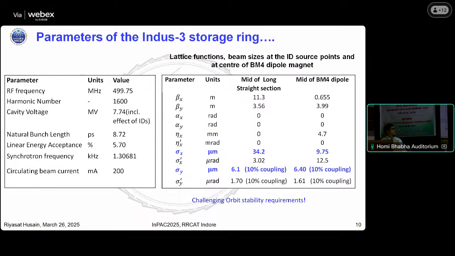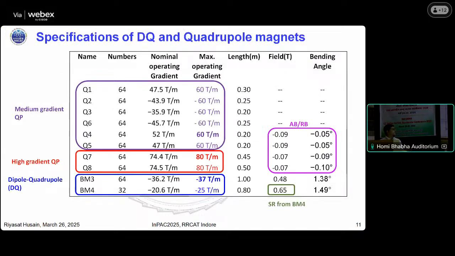So this gives the beam quality at the insertion device and at the middle of bending magnet 4, where the vertical beam size is of the order of 6 microns. So this is a great challenge, to stabilize the orbit within this level of numbers. And these are the types of quadrupoles, going up to 60 Tesla per meter, and there are high gradient quadrupoles around 80 Tesla per meter, and this is the dipole quadrupole of 37 Tesla per meter gradient with a high field of 0.65 Tesla. And these are the anti-bends included in the 4 families of the quadrupole magnets.